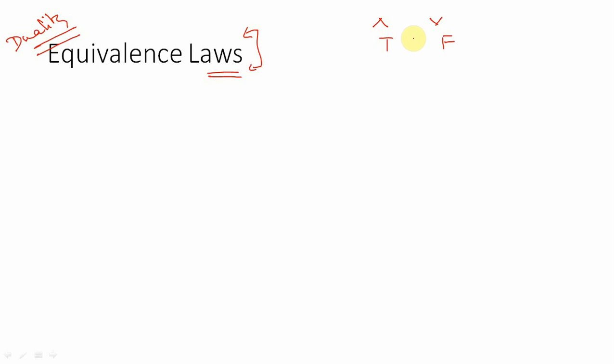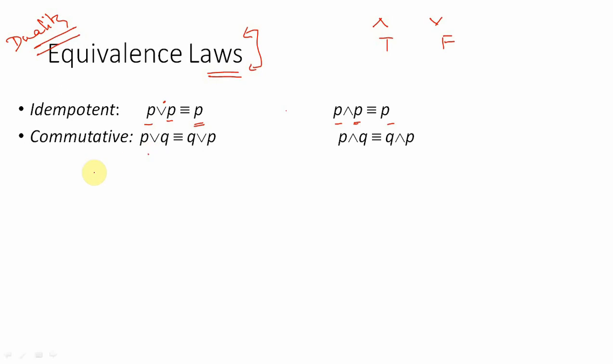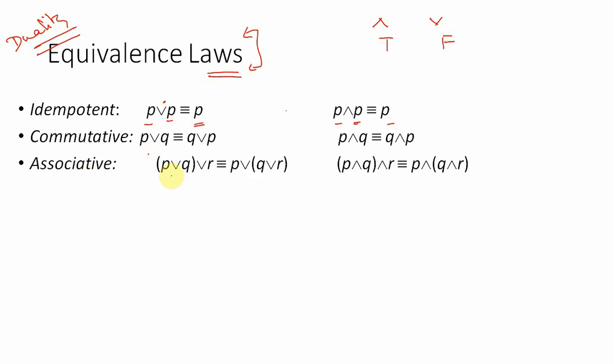So the various laws are, first, the idempotent law, which says P or P is equivalent to P, and P and P is equivalent to P. These are the duals of each other, obtained by interchanging the disjunction with the conjunction. I have the simple commutative law, and the simple associative law. Once again, (P or Q) or R is equivalent to P or (Q or R), and (P and Q) and R is equivalent to P and (Q and R).